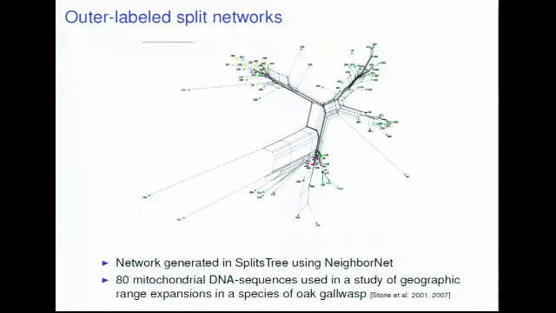It looks quite boxy, a lot of these little parallelograms showing up, so it's from some data set involving species of oak gall wasp, and so it's definitely not tree-like, and I think that's what those split networks are often used for. You get some glimpse of what's in the data. Is it tree-like or not?